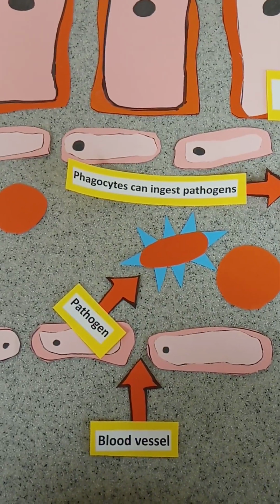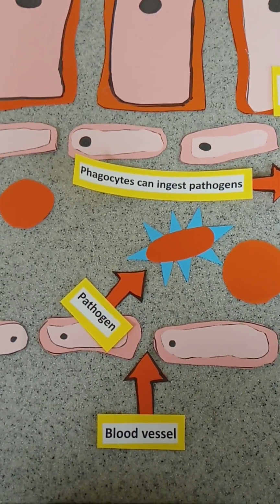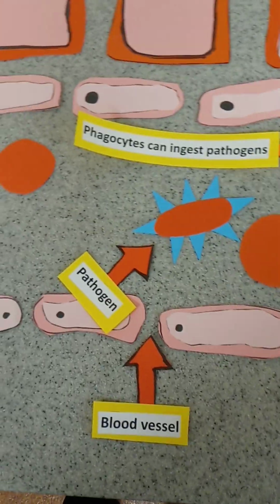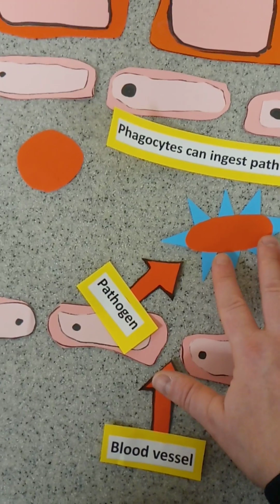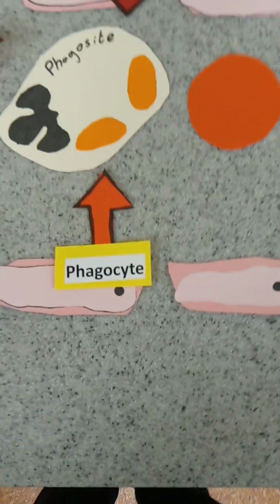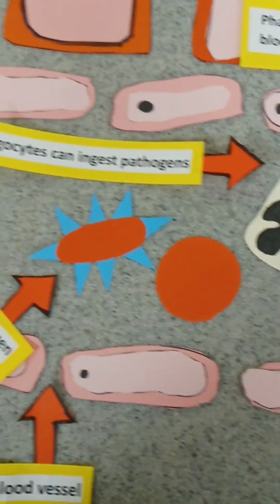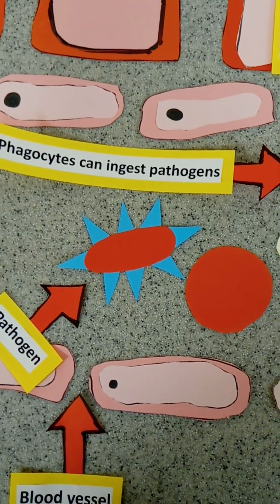Everything that you really need to know about the immune system takes part in blood vessels. Right, so you start off by talking about there's some sort of infection. Then you can start talking about the role of phagocytes. Right, phagocytes are there to go and ingest the pathogens.